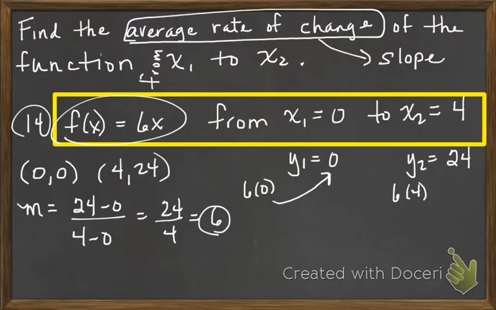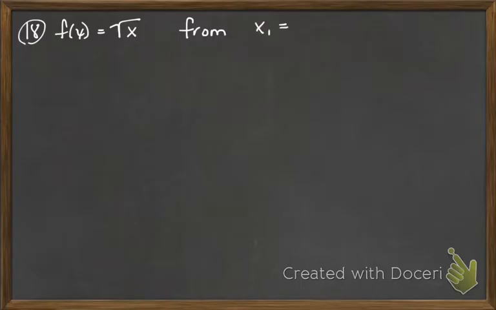Okay, let's look at one that's not linear. Number 18. The function that they're going to give you is f of x equals the square root of x. So what's that graph look like? It's not a parabola, it's a shooting star. So a shooting star is not linear because it does not make a straight line. So it does not have a consistent rate of change, okay? Lots of graphs do not have consistent rates of change.